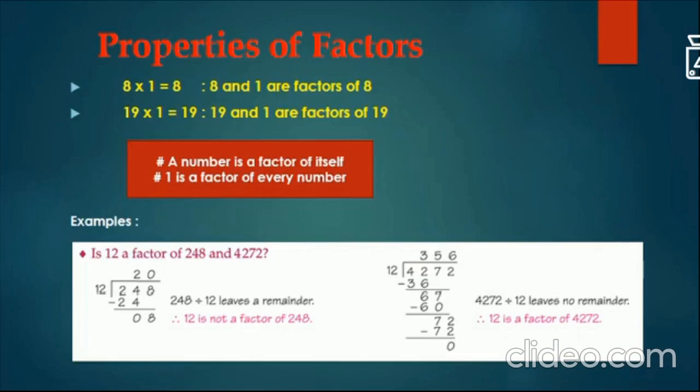As there is 0 in the remainder's place. And here 12 is not a factor of 248 because in the remainder place there is 8. There is not 0, that means it is not divisible by 12. So it is not a factor of 248. I think you have understood the properties of factors. That means when we divide it, there should be 0 remainder.